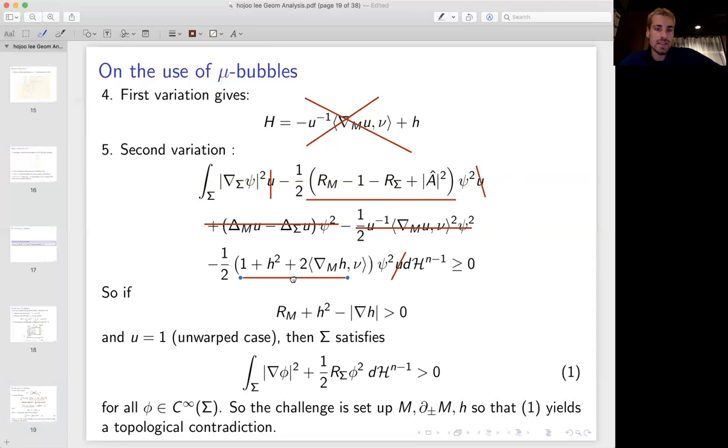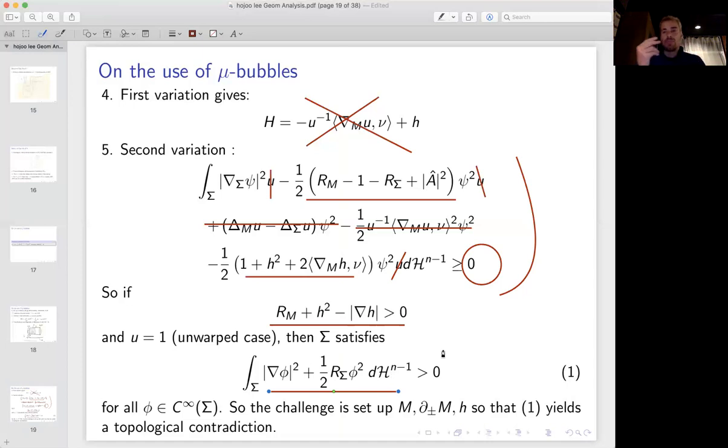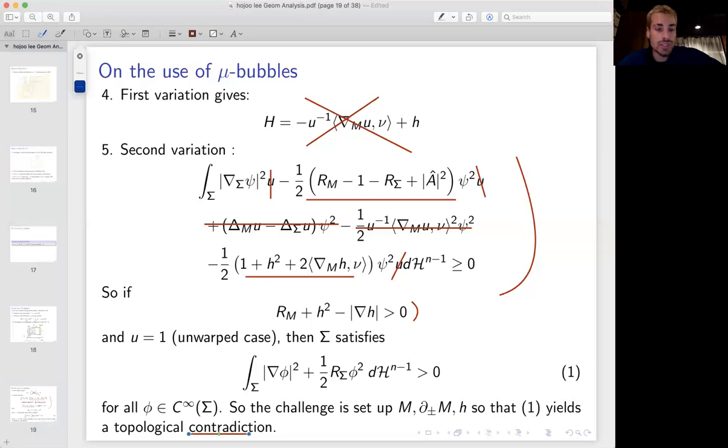Anyway, so if you look at these terms here, then if you construct your H such that the following inequality holds, then you can manipulate this stability inequality to put the relevant terms you want on the right-hand side. And then you end up showing that this is true. So that the gradient of phi squared plus half the scalar curvature of sigma squared. But this is exactly the kind of thing that tells you that your sigma is Yamabe positive. So this mu bubble trick, by constructing the right H, you end up proving that your hypersurface sigma is Yamabe positive. And if you've set up your problem right, so that this should give you a topological contradiction, then you're done, right? So that's the idea of how to prove the Schoen-Yau S1 theorem.